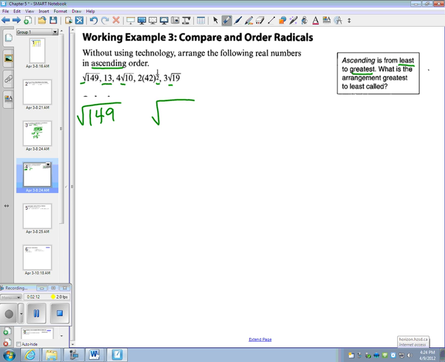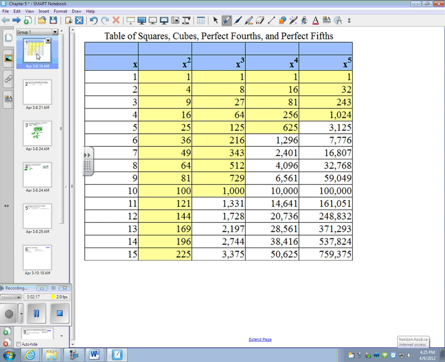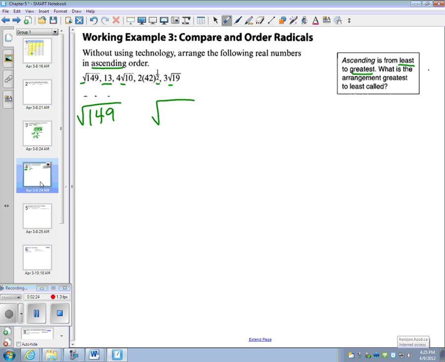13 is the same as the square root of what? And I'm going to look at my table here. Well, 13 squared is 169. So I'm going to say this is the square root of 169. So I've done these two. 4 root 10, I'm going to put that 4 back underneath the square root. So 4 squared is 16. 16 times 10 is 160. I've done that one.